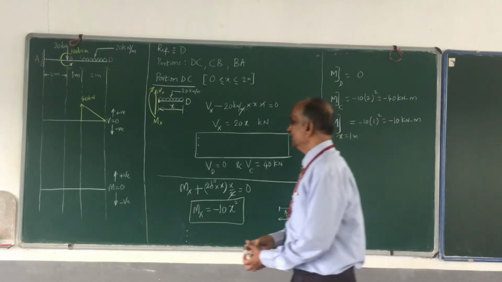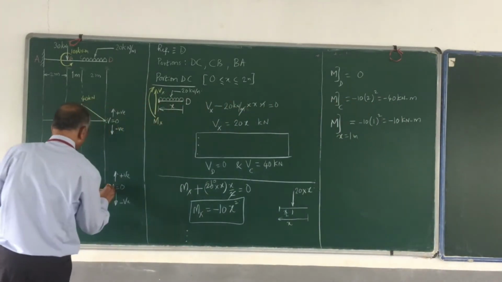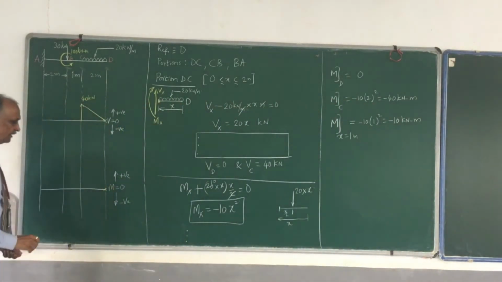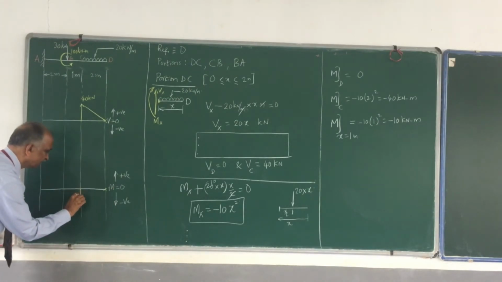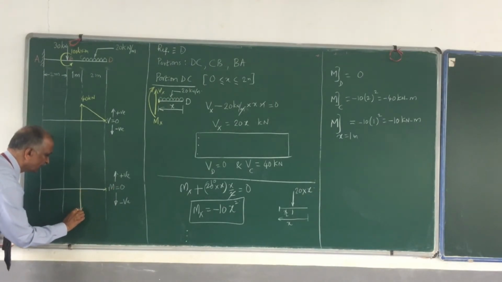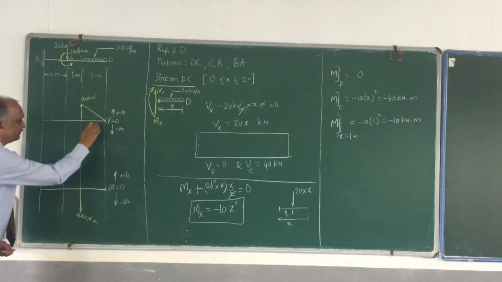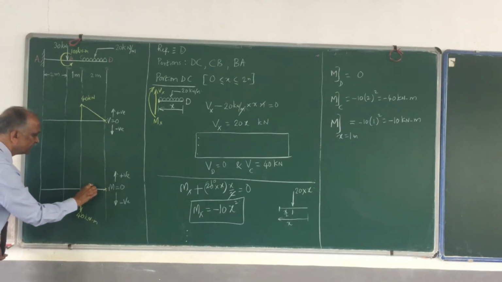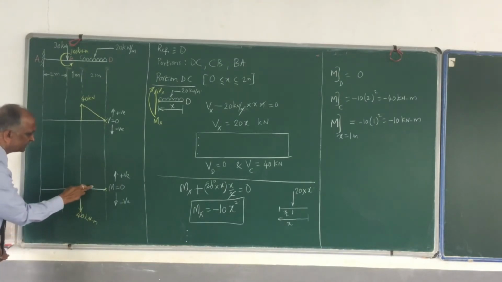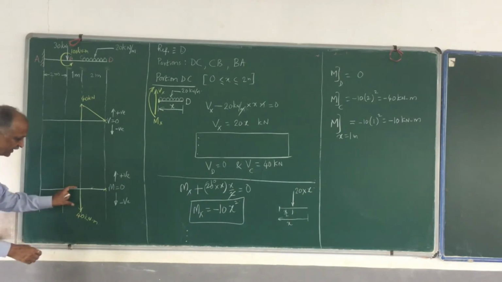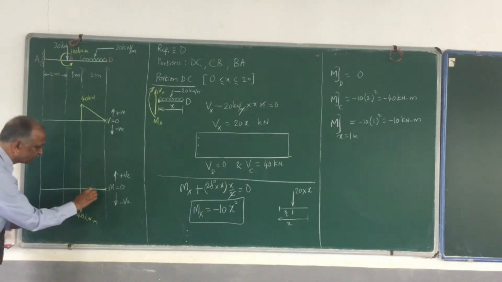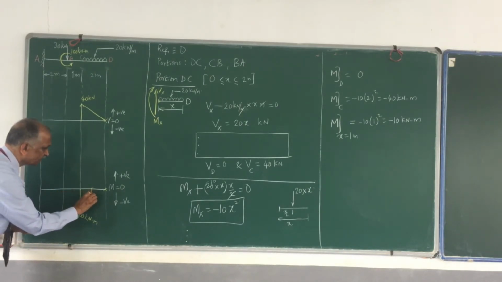Then come back here and write, bending moment here is 0. And bending moment here is minus 40. This is 40 kilonewton meter. And in between, at the midpoint here, how much is that? It is 10 only. And that means it is 1/4 of this. So something like this. This is 10.